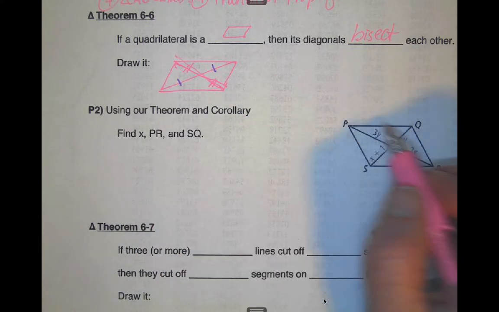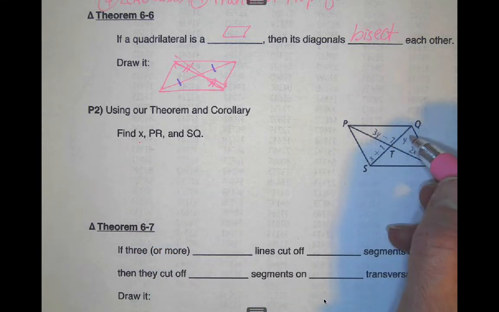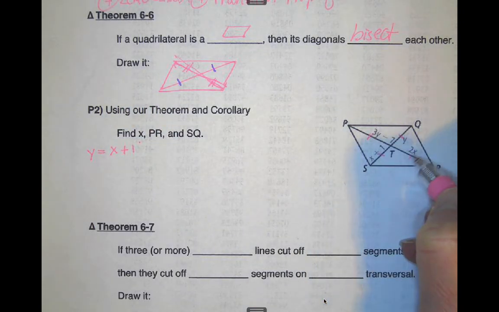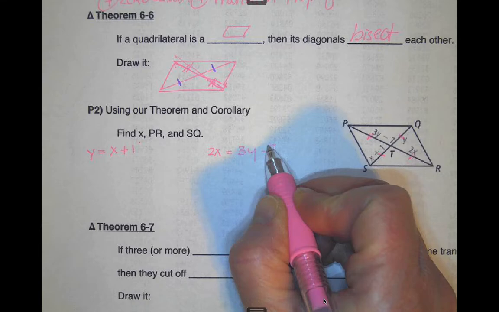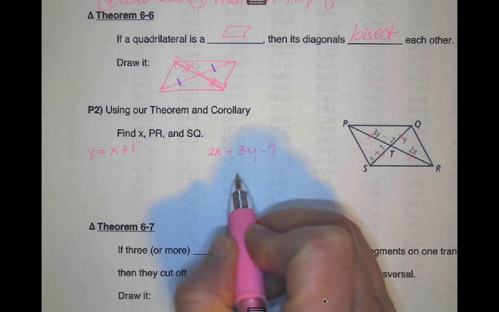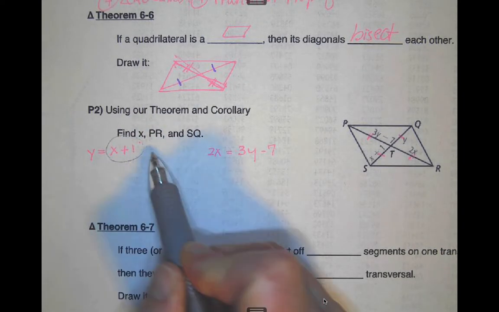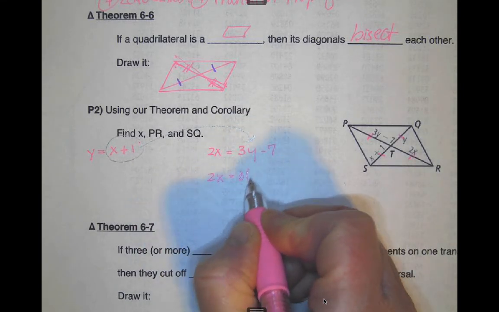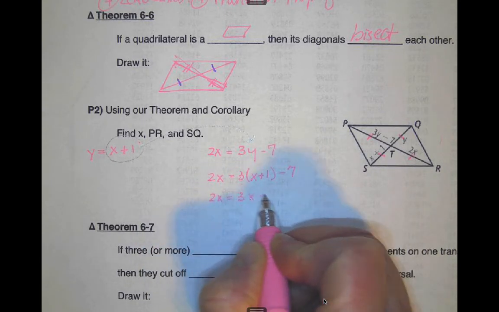Okay, so this is a parallelogram right here. Find x, PR, and SQ. What this means is this little piece right here is congruent to this little piece, so y is equal to x plus 1. And this little piece right here is congruent to this little piece, so 2x is equal to 3y minus 7. Since y is equal to x plus 1, I'm just going to take this x plus 1 and substitute it in there for y. So then I have 2x is equal to 3x plus 1 minus 7. 2x is equal to 3x plus 3 minus 7.